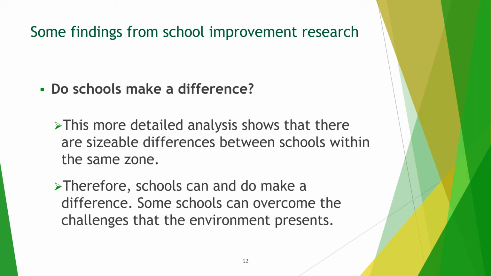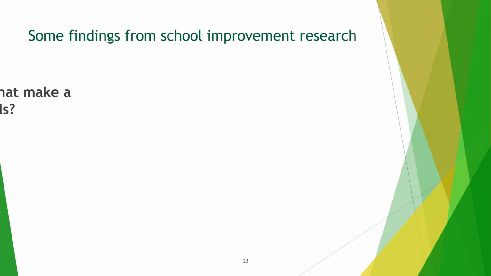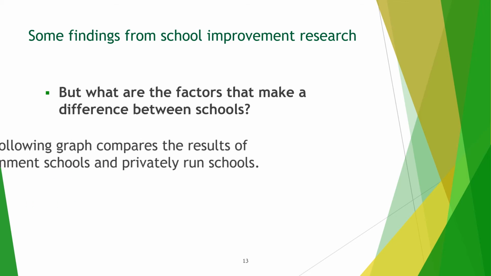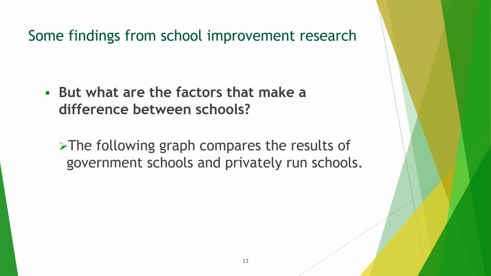This brings us now to a third question. Namely, what are the factors that make a difference between schools? The following graph is a graph that I usually hesitate to show because it could lead to wrong conclusions, but that at the same time is the result of research and is a useful graph to discuss. It shows and compares the results of government schools and privately run schools in Madhya Pradesh, in the capital city of Madhya Pradesh.